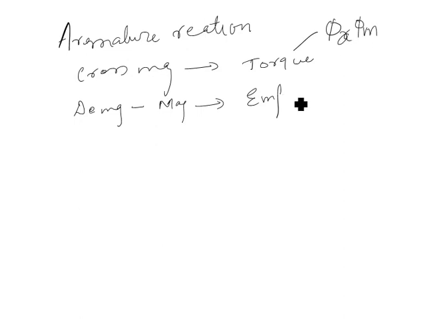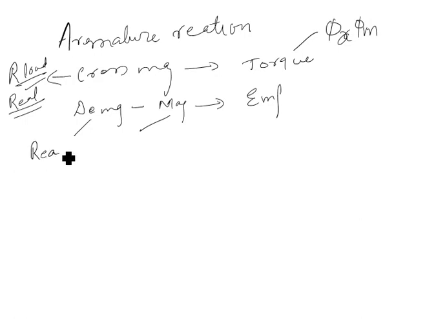But for EMF, let's see, the cross magnetizing effect is generally due to the R load, the resistive load, and this R load is only the real power that is invested. While in the demagnetizing and magnetizing effect, we are considering reactive power. Torque means real power. Magnetizing effect gives us reactive power.